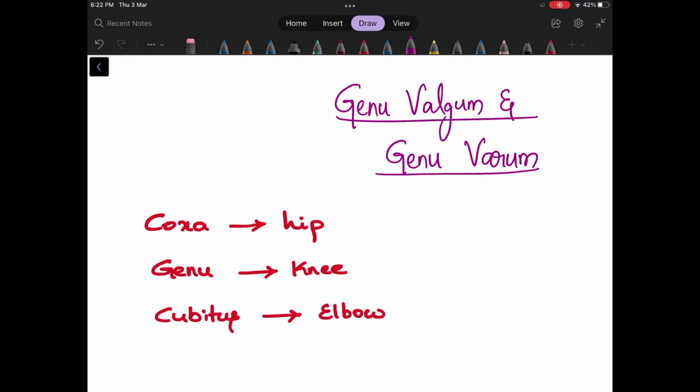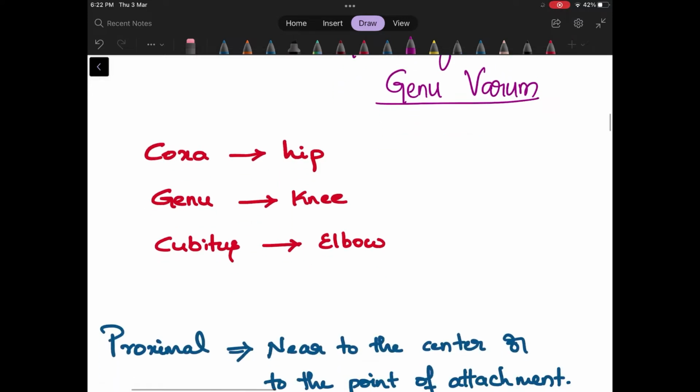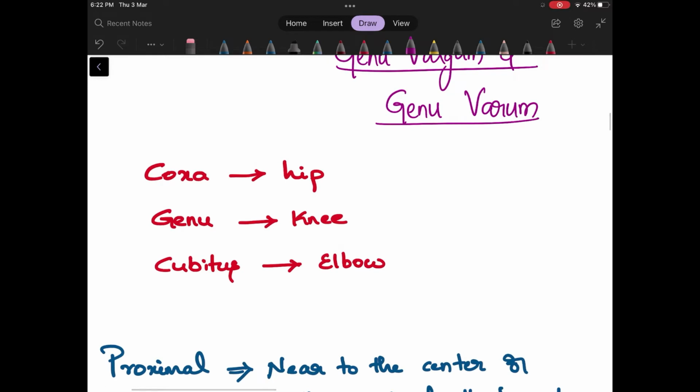Before moving into today's topic, we are going to learn a few terminologies that are very important either in anatomy or orthopedics. They help you understand this topic as well as further topics while you read anatomy or orthopedics, like knee or lower limb etc.